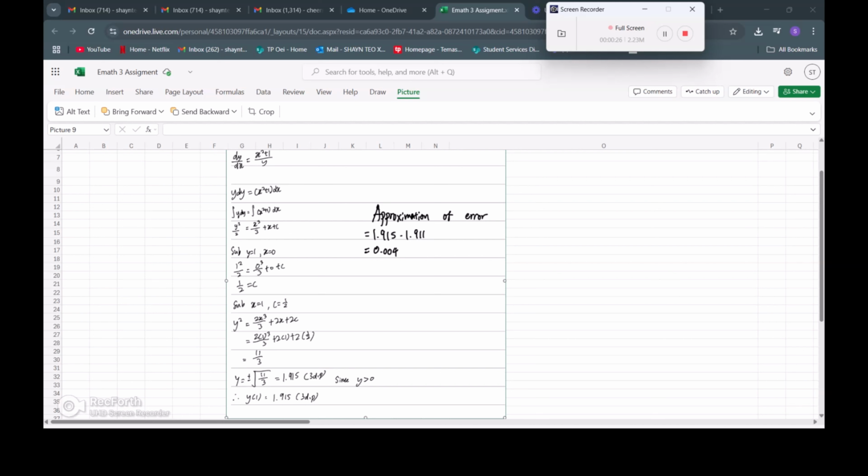And the y value at x equals 1 using Euler's method is 1.911. Thus, the approximation error is 0.004. This tells me that the predicted value of y is reliable and the step size used is good.